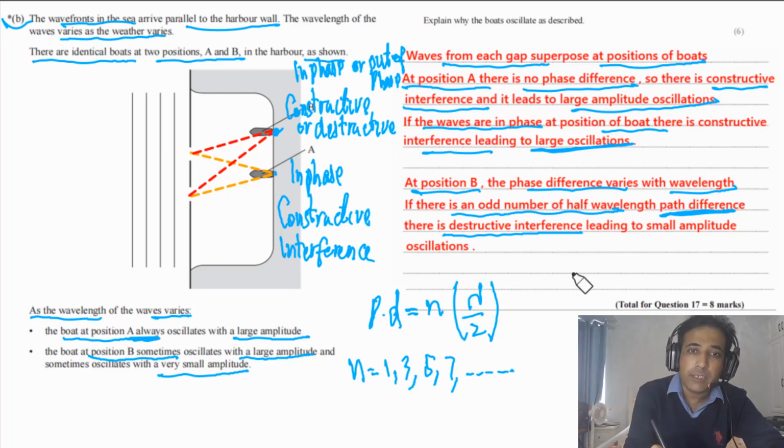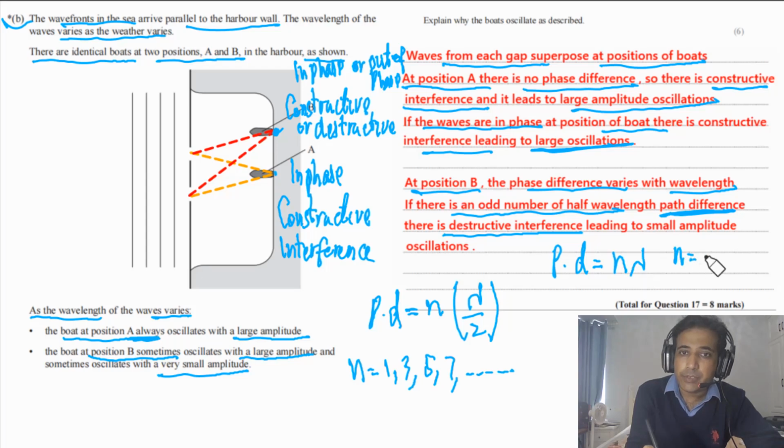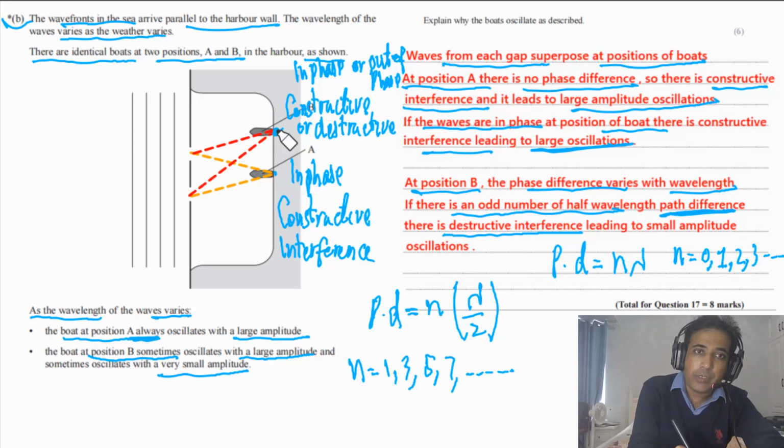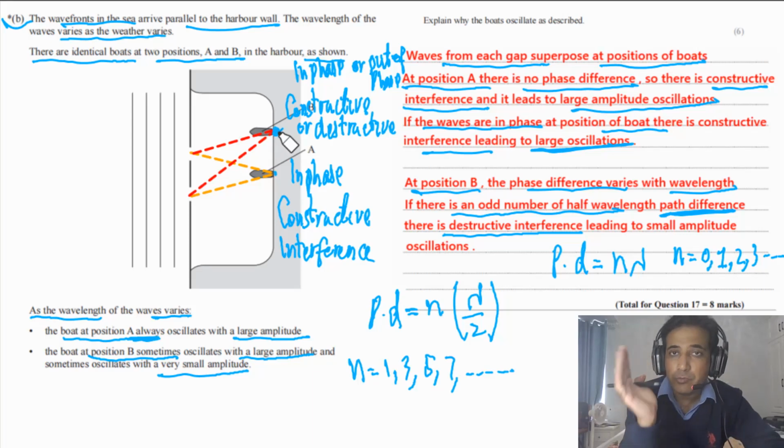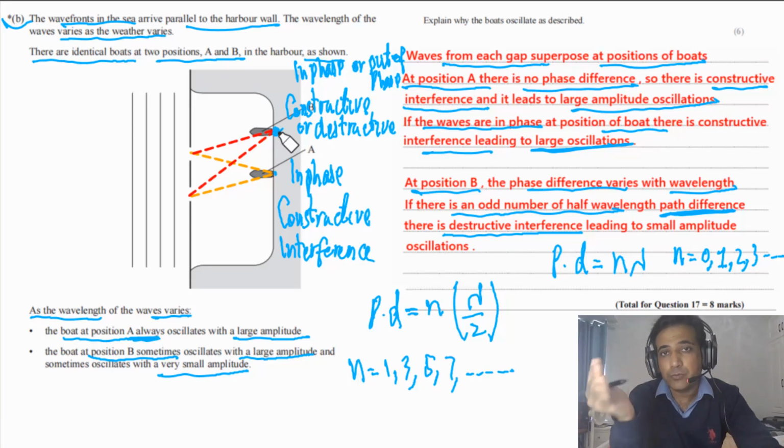And second, we can also say that if path difference is equal to n times lambda, where n can be 0, 1, 2, 3, and so on, then at this point waves will be in phase, so there will be constructive interference, and amplitude will be large.